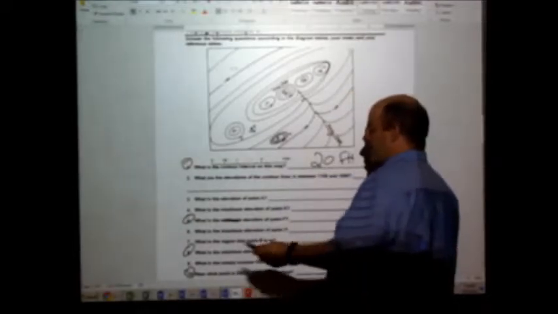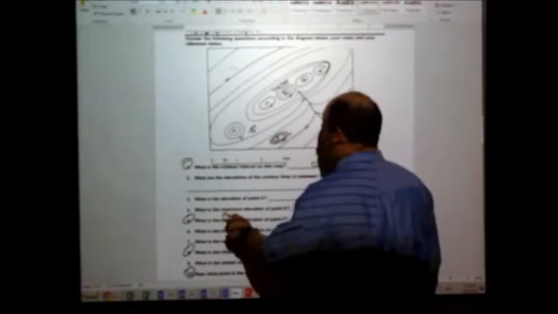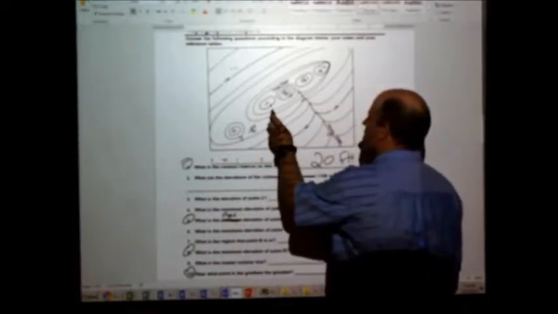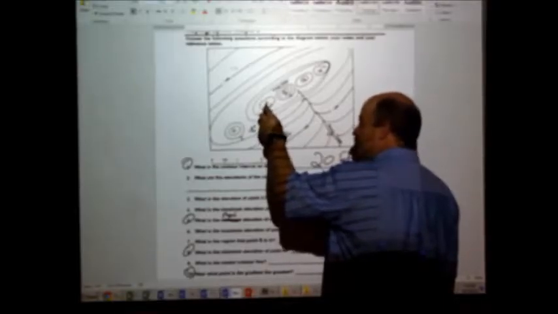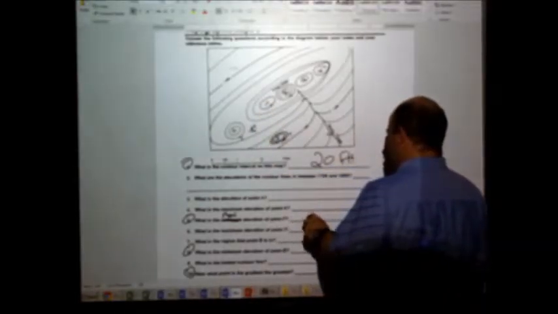What is the minimum elevation of point F? Or it should be, what is the maximum elevation? If you did minimum at home, we're switching it to maximum. M-A-X, maximum of point F. If I go up to 1,100, the next line going up would be 1,120. 1,120 is not on that hill, so it's going to be 1,119.